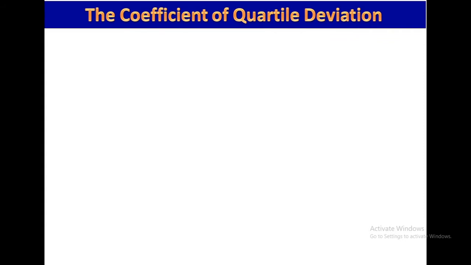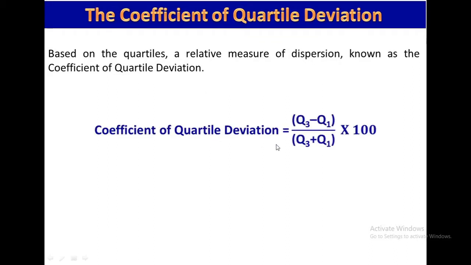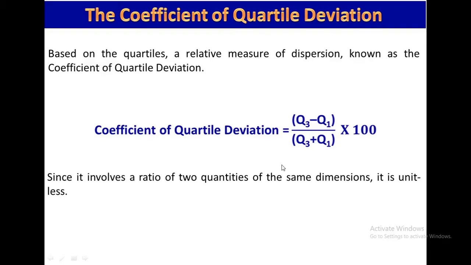Coefficient of quartile deviation. Based on the quartiles, a relative measure of dispersion known as coefficient of quartile deviation can be defined for any distribution. It can be calculated as coefficient of quartile deviation equal to (Q3 minus Q1) multiplied by 100 divided by (Q3 plus Q1). Since it involves a ratio of two quantities of the same dimension, it is unitless. Thus, it can act as a suitable parameter for comparing two or more different data sets, which may or may not involve quantities with the same dimensions.